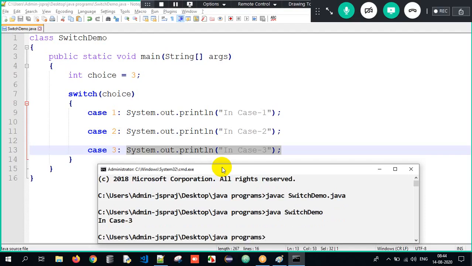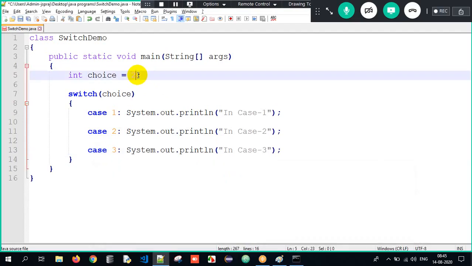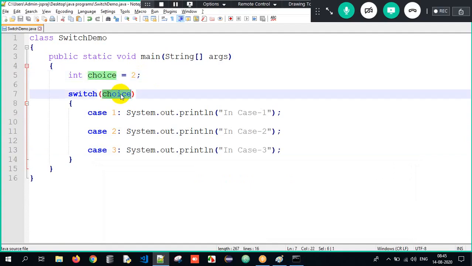When I press enter, did I get the output as case 3? Yes, I got case 3. So my program is working fine with whatever choice I gave. What if I give my choice as 2 here? Okay, now I give my choice as 2, so I pass switch of 2.